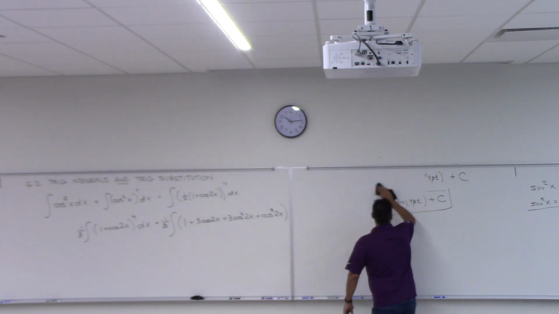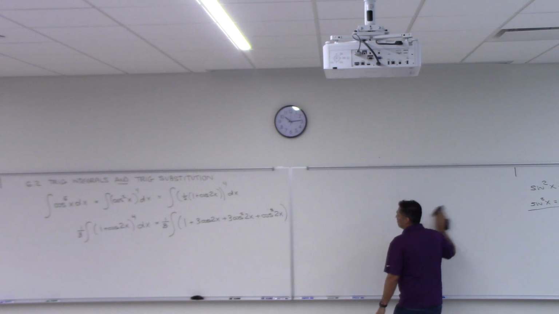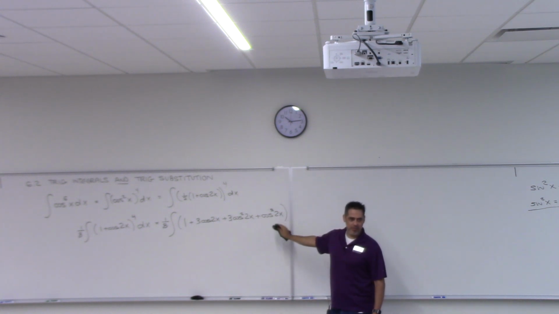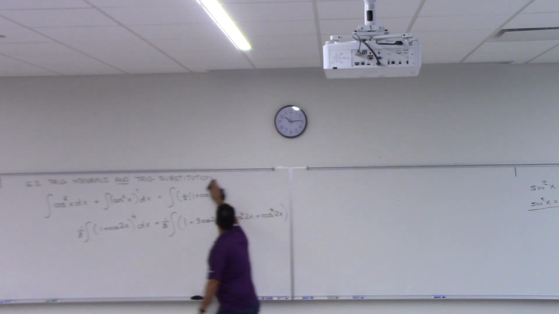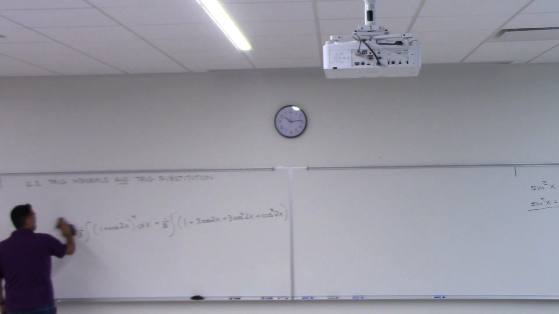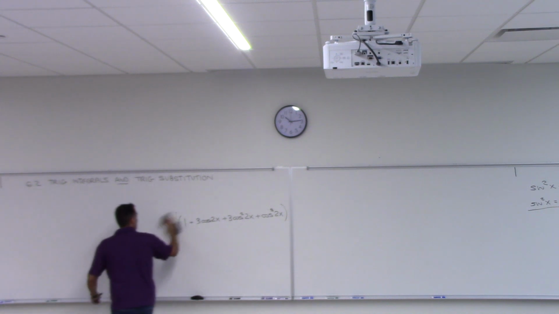But cosine to the 6th, everybody should have to live through cosine to the 6th. That's at least one time as a Cal 2 student, you should go through cosine to the 6th. And if you're real adventurous, go out and try sine to the 6th or sine to the 8th or something like that. They all suck.